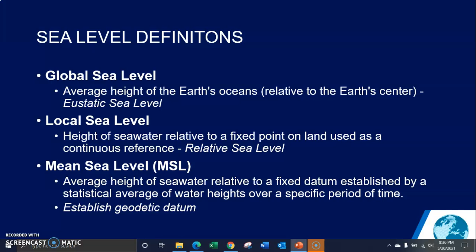There's also local sea level, also known as relative sea level. And this is the height of seawater that's relative to a fixed point on land that is used as a continuous reference, as well as mean sea level, which is the average height of seawater relative to a fixed datum established by a statistical average of water heights over a specific period of time. Mean sea level is the water level that's used to establish a geodetic datum.